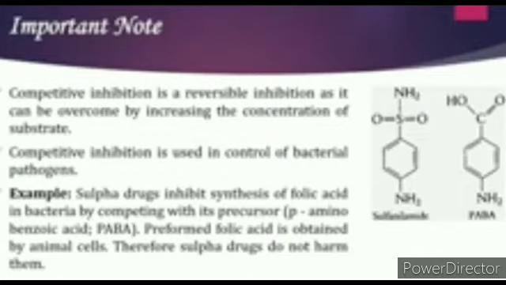Competitive inhibition is a reversible inhibition as it can be overcome by increasing the concentration of substrate. Competitive inhibition is used in control of bacterial pathogens. Example, sulfa drugs inhibit synthesis of folic acid in bacteria by competing with its precursor. Preformed folic acid is obtained by animal cells. Therefore, sulfa drugs do not harm them.